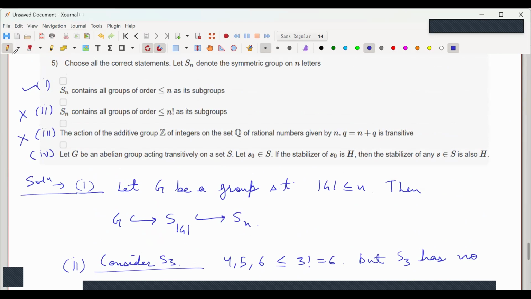G be an abelian group acting transitively on a set S, and S naught be some element. If the stabilizer of S naught is H, then the stabilizer of any other element is also H. So what does this mean? That under a transitive action by an abelian group, the stabilizer of all the elements is the same. Whatever element you take, its stabilizer is always the same.